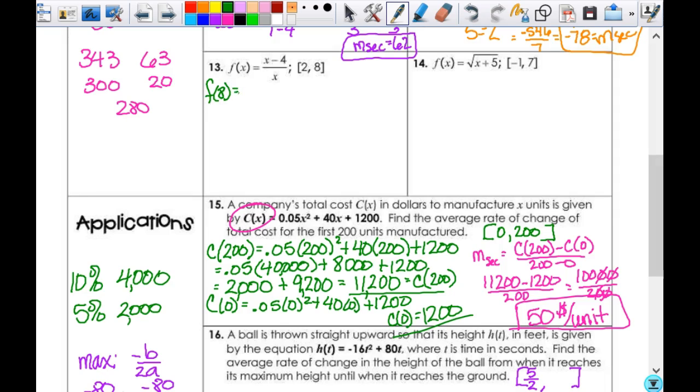F of 8. I don't know why I decided to do the second one first here, but I did. It doesn't really matter. So F of 8 is 8 minus 4 over 8. So 8 minus 4 is 4 over 8, which gives you 1/2. And that's equal to F of 8. Then I find F of 2. That's going to be 2 minus 4 over 2, which gives me negative 2 over 2, which is negative 1. And that is F of 2.